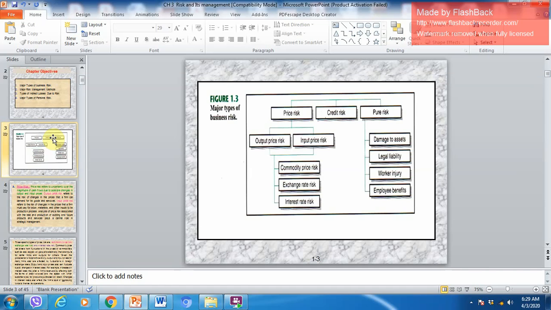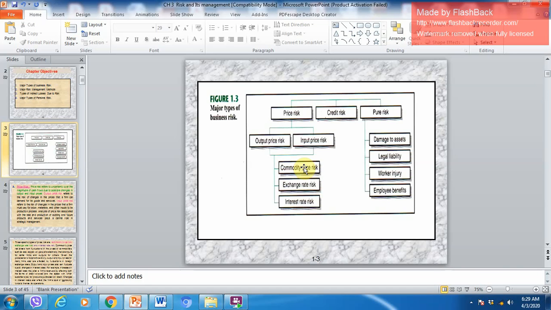Now the next one. Three specific types of price risk are commodity price risk, exchange rate risk, and the third one, that is interest rate risk. These three come under price risk. One by one we see each one. First of all, commodity price risk.